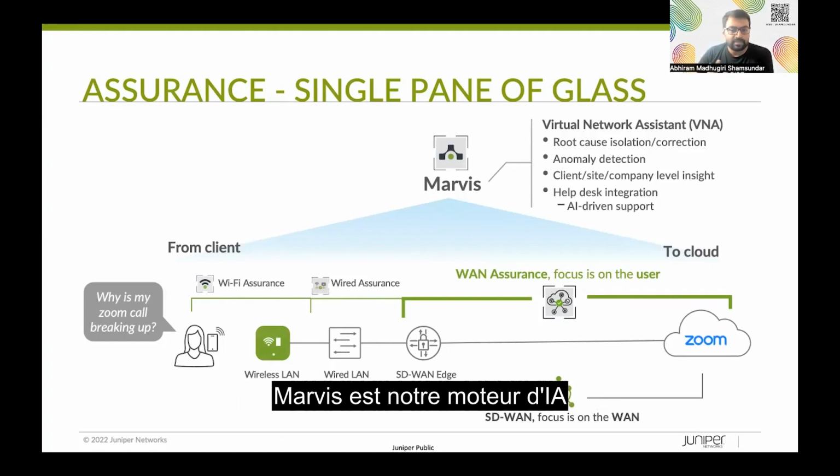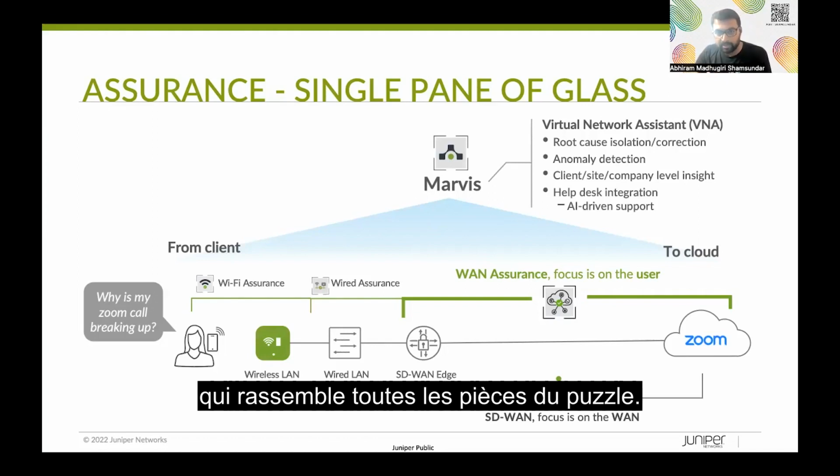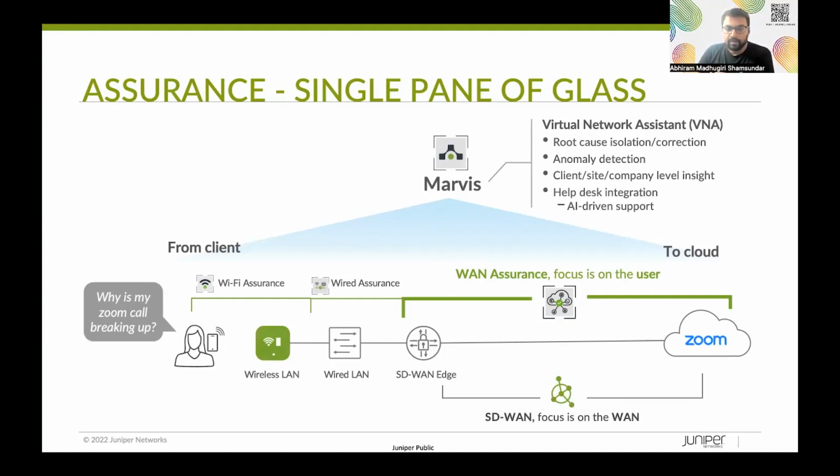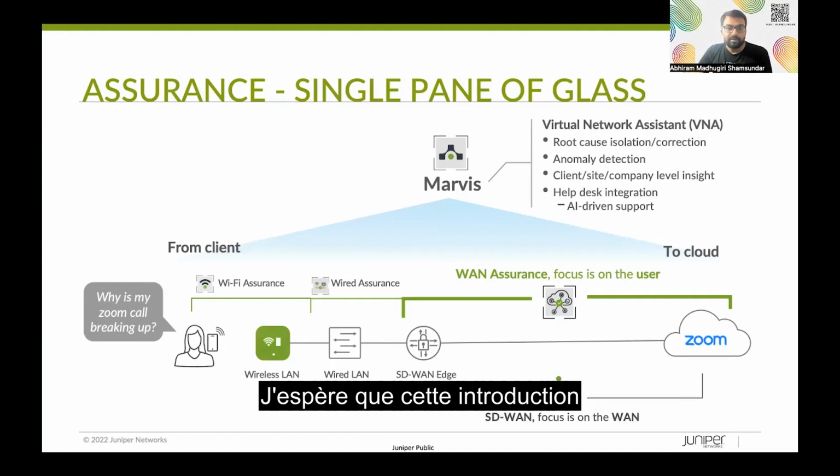Eventually, Marvis is our AI engine that brings together all pieces of the puzzle together, and that's the journey we are headed. And wired assurance is a critical piece towards this. Hopefully, that was a good introduction as to what you could foresee with what's to come along this course.